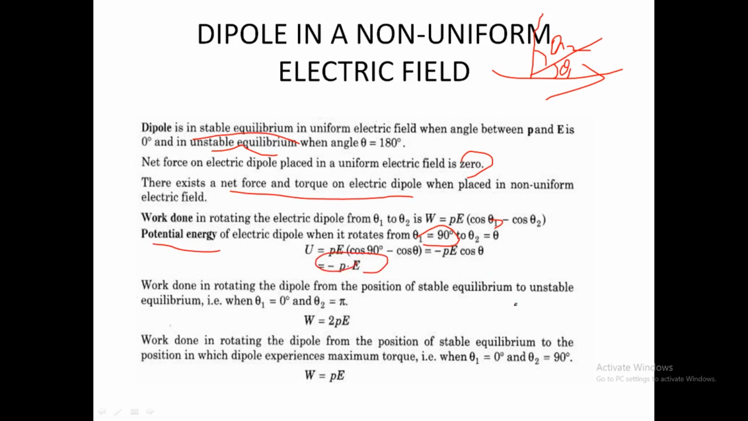Similarly, from stable equilibrium to unstable equilibrium, what must be the work done, and from stable equilibrium to the maximum torque position. Everything is given, just go through it. Just memorize it basically, but don't memorize plainly, understand the concept and then try to memorize it.